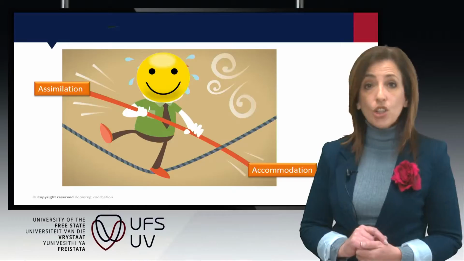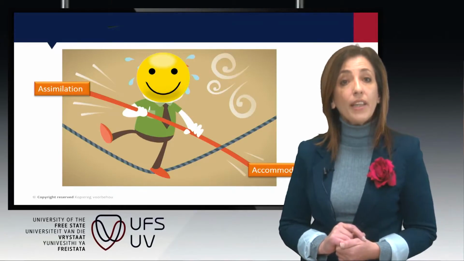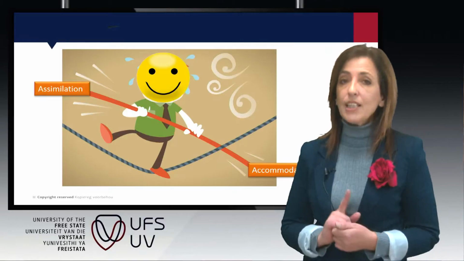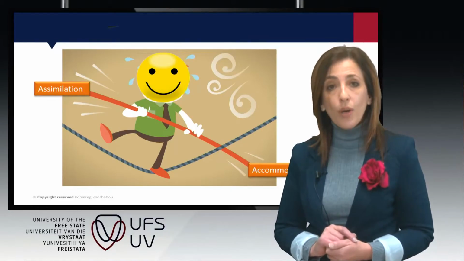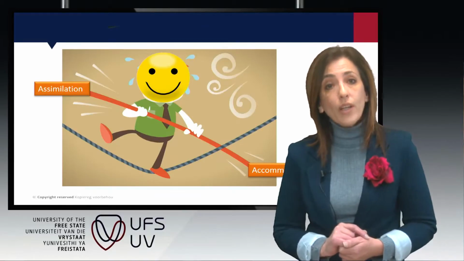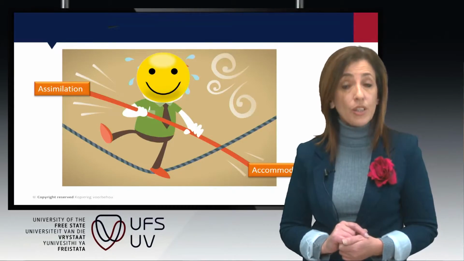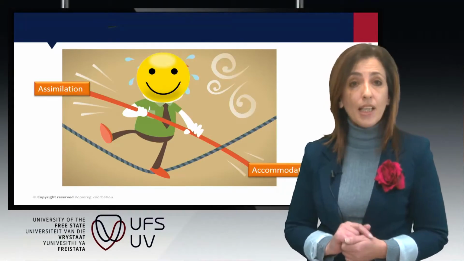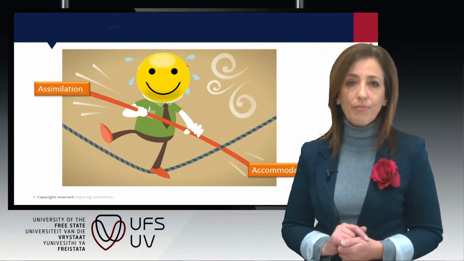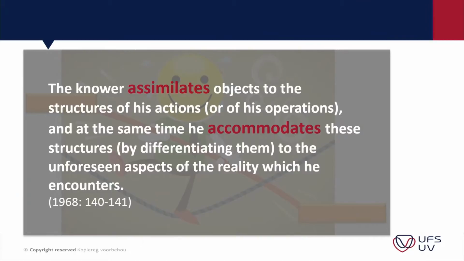He argued, knowledge is not determined strictly by the knower or by the objects known, but by the exchanges or interactions between the knower and the objects, or between organism and the environment. The fundamental relation is not one of simple association, but of assimilation and accommodation. The knower assimilates objects to the structures of his actions or of his operations, and at the same time he accommodates these structures by differentiating them to the unforeseen aspects of the reality which he encounters.